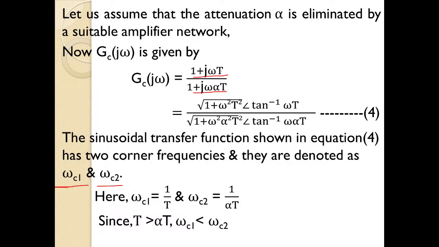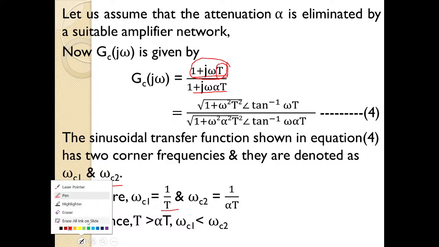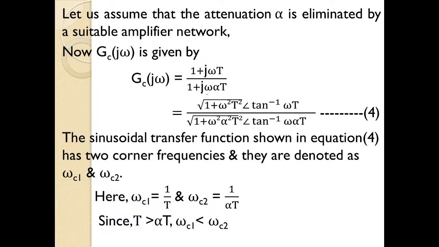What is the corner frequency of the first order numerator factor? Coefficient of omega is T, therefore the corner frequency is 1 by T. What is the corner frequency of the first order denominator factor? Coefficient of omega is alpha T. Therefore, omega C2 is equal to 1 by alpha T.